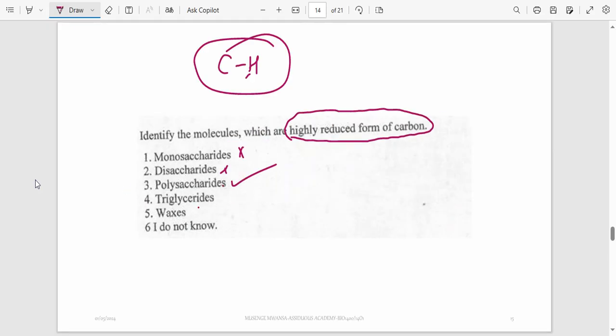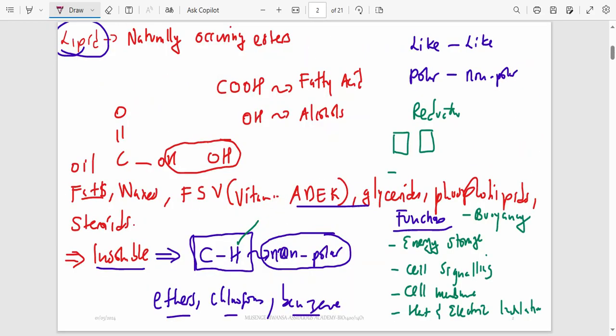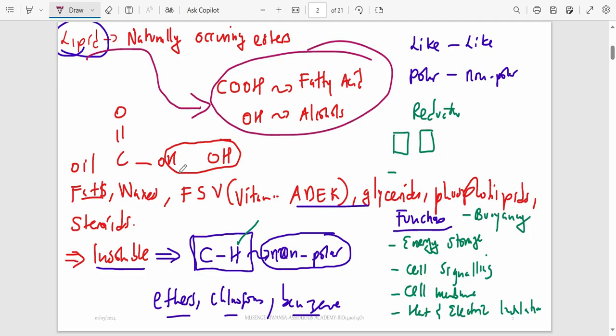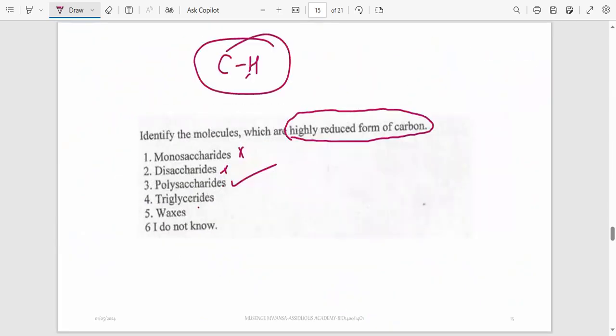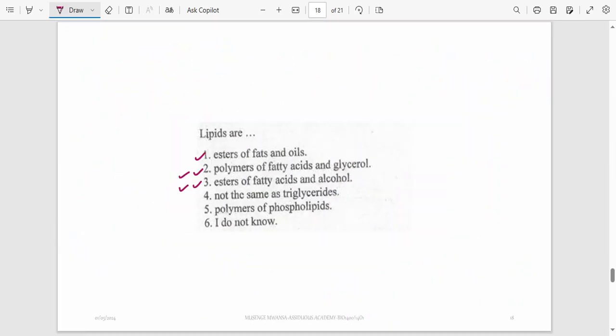Okay, so this was the introduction part. Look at this. Look at what I said about lipids. It's here. What are lipids? Are you able to see the answer? Since you have seen it, which one is the correct answer? Okay, so 3 is the correct answer.